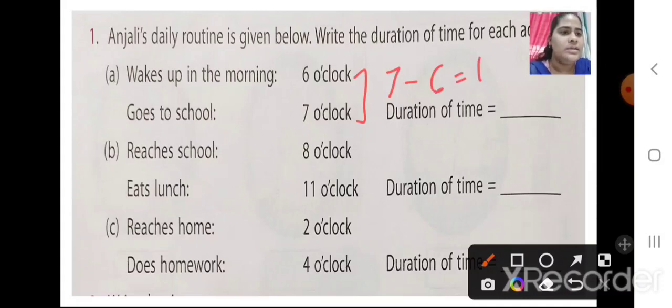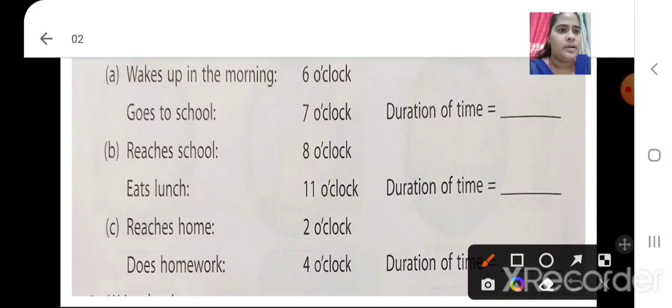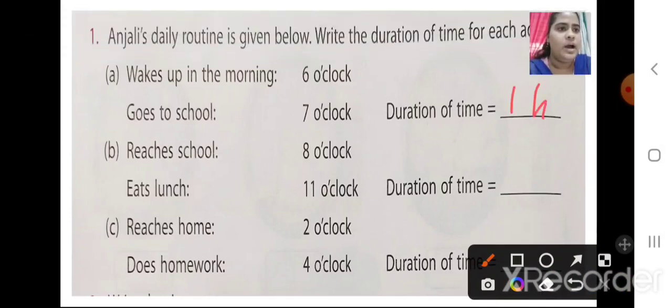So the answer is 1 hour. Okay, you have to write here 1 hour. You can write it down in your textbook itself. Okay, write 1 hour. B1 reaches school at 8 o'clock, eats lunch at 11 o'clock. So there is so much time in between, correct?